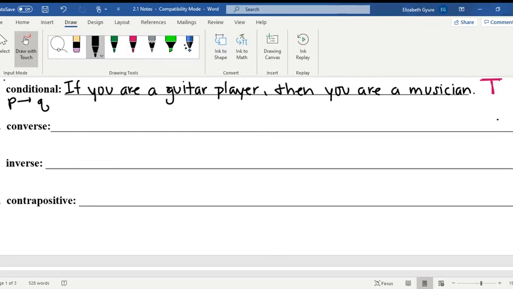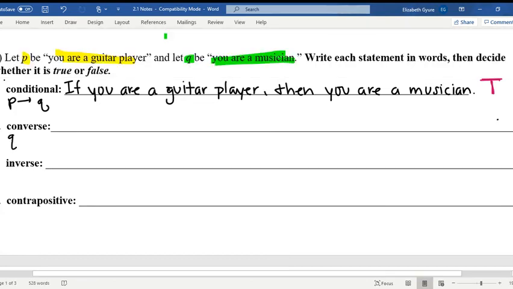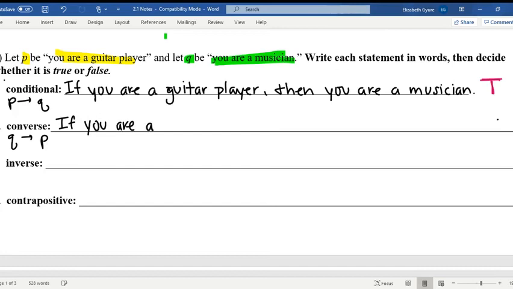Converse. So take a look up at your chart here. Converse, that's the second one. That means reverse. So this is Q, then P. If our conclusion, then our hypothesis. So we're going to switch our order this time. This would be if you are a musician, then you are a guitar player.